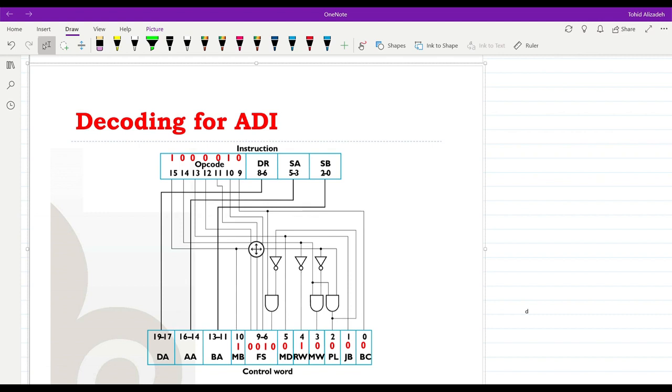In this lecture, we are going to see how the decoding will be for some of the instructions. The first one to consider is the add immediate, or ADI. For add immediate, we have the OP code given here. So we have OP code as 100010. Remember that the OP code that we use for our simple computer has 7 bits.